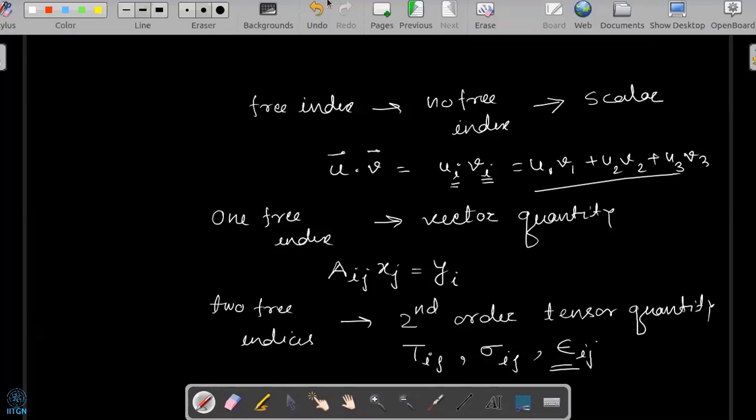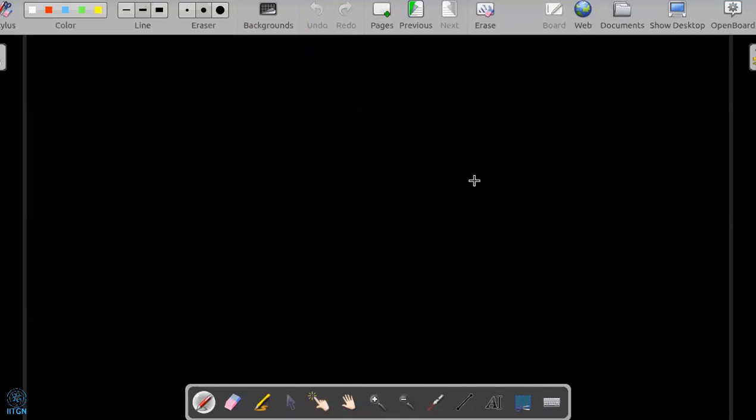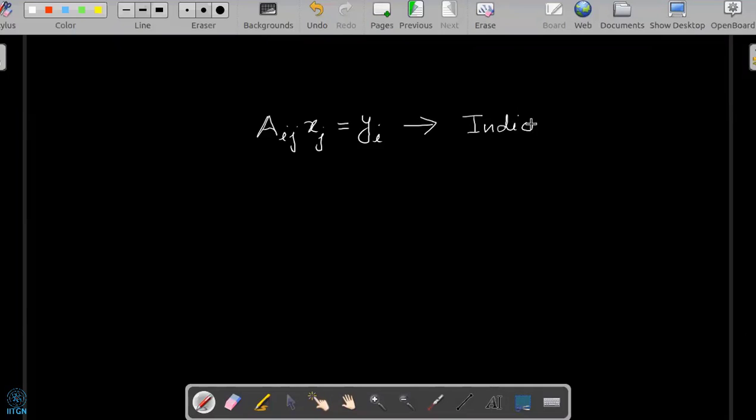Now we will see this equation, aij xj is equal to yi. If you express any equation using indices, then the notation is known as indicial notation, or indicial form.